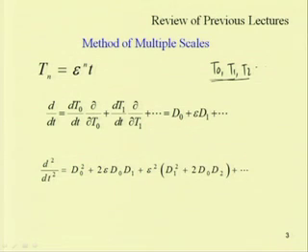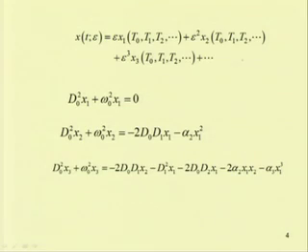Initially, taking T n equal to epsilon to the power n t, one can write d by dt equal to d 0 plus epsilon d 1, and d square by dt square equal to d 0 square plus 2 epsilon d 0 d 1 plus epsilon square d 1 square plus 2 d 0 d 2, plus the higher order terms. By taking these terms and assuming the solution in the form x equal to epsilon x 1 plus epsilon square x 2 plus epsilon cube x 3, we substitute it in the original equation.